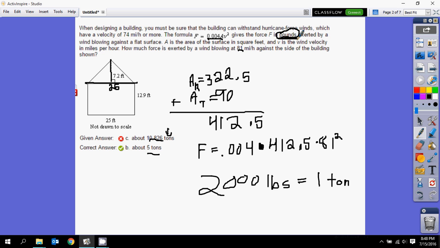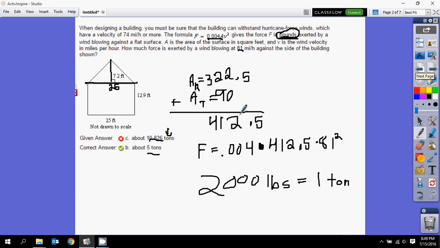Tons is a lot heavier. There's actually 2,000 pounds in 1 ton, okay? You can always look up unit conversions if you need to online while you're taking your quiz. That's not classified as cheating or anything like that. Any conversions that you need to make on the SOL, they'll give you, like 12 inches equals a foot, 3 feet in a yard, things like that. So 2,000 pounds is in 1 ton, so all I have to do is divide 10,826 by 2,000, and you get about 5 tons.